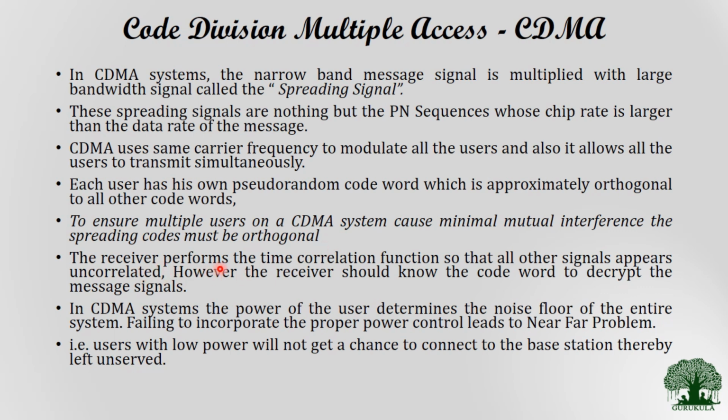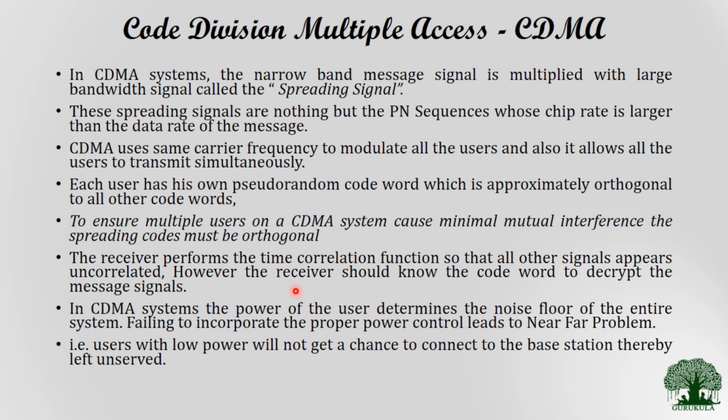The receiver performs the time correlation function so that all other signals appear uncorrelated. However, the receiver should know the code word to decrypt the message signals. That is something we already know from discussing the working principle of code division multiple access. We can decrypt the messages effectively only if the receiver knows the code word that was used for encrypting the messages at the transmitter side.